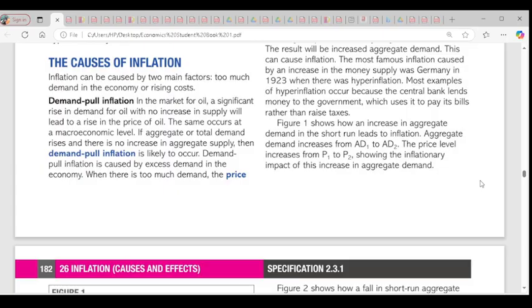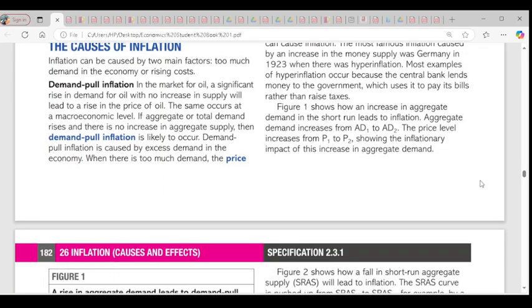I wrote demand-pull: an increase in demand with no response in supply will bring about a rise in price. So if demand is increasing and supply is not responding to that increase, then there will be excess demand within the economy, and that brings about an increase in aggregate demand. And if aggregate demand increases, it will lead to demand-pull inflation. You get the point here, please?